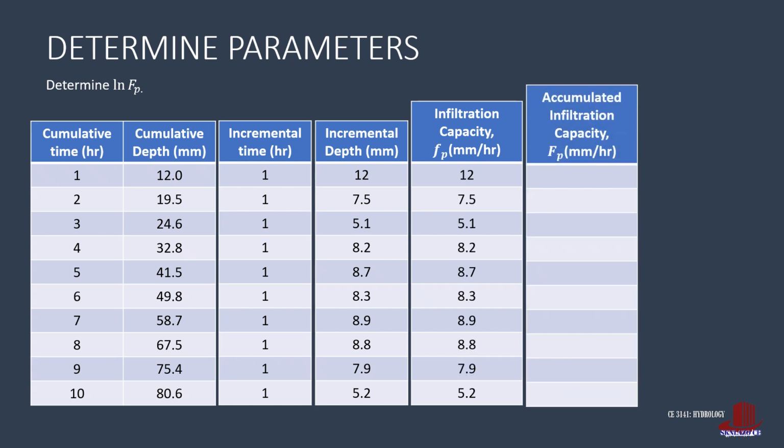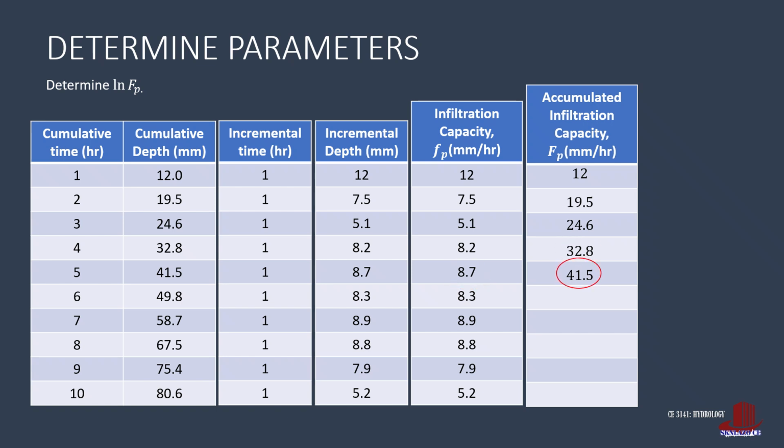So we then convert incremental infiltration capacity into accumulated infiltration capacity, which is notated as capital F sub p. When we say cumulative, we only need to add consecutive inputs, where we start with the initial capacity of 12. Then 12 plus 7.5 is 19.5. Then add 5.1 to the total to get 24.6. And again, add 8.2 to get 32.8. And also place 8.7 next to get 41.5.